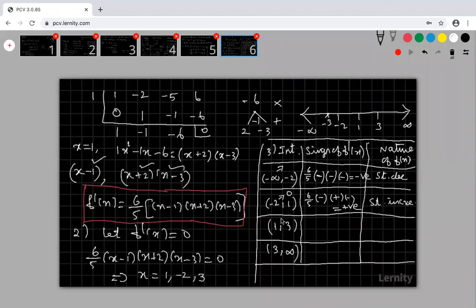Now come to this one. Take any one point in this interval, 2. Apply 2 here. If you apply 2, this is 2 minus 1, 1, positive. Here 2 plus 2, that is also positive. Here 2 minus 3, this is negative. 2 plus and 1 minus: plus into plus is plus, plus into minus is minus, therefore I am getting negative. Negative means strictly decreasing. Are you clear?